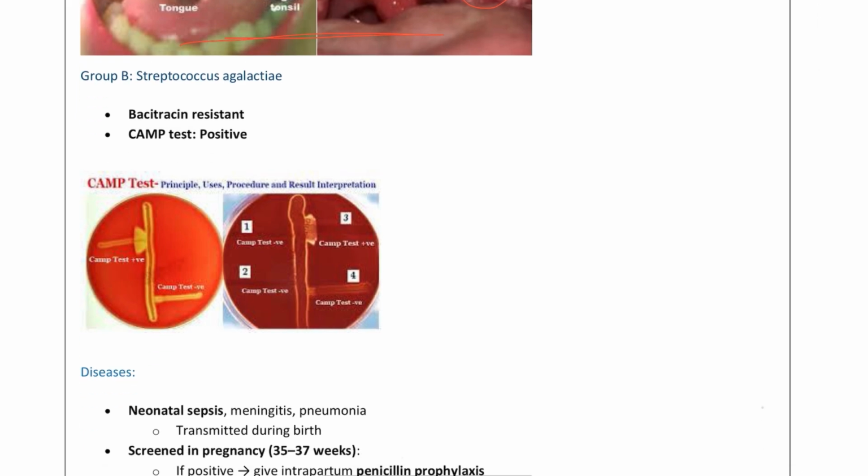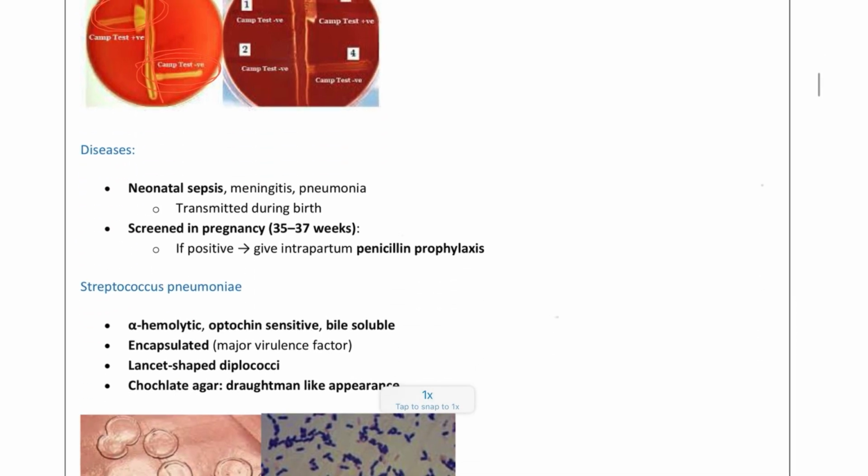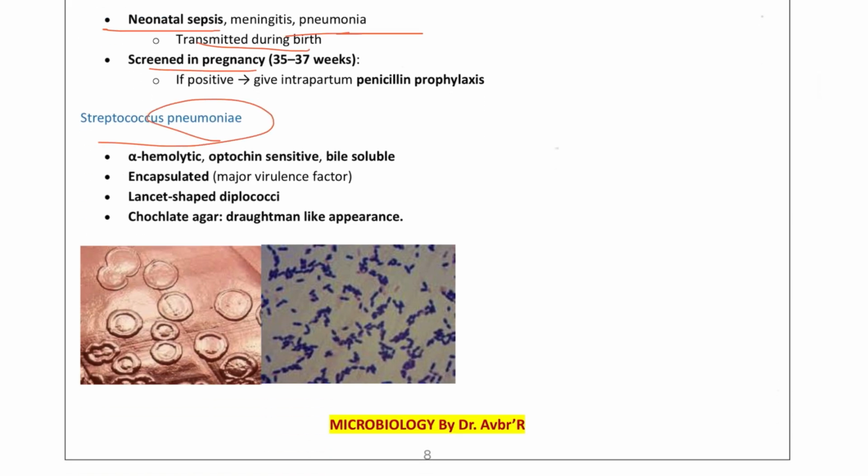Next is group B streptococcus, agalactiae. This is going to be CAMP positive. What is the CAMP test, guys? Here you can see how the CAMP positive will be seen. So here the organism is present and here the organism is not present. That is how we are going to differentiate the GBS condition. Next, causes are most common in neonatal sepsis, less than 72 hours, which you are going to see in this patient, transmitted from the mother during birth.